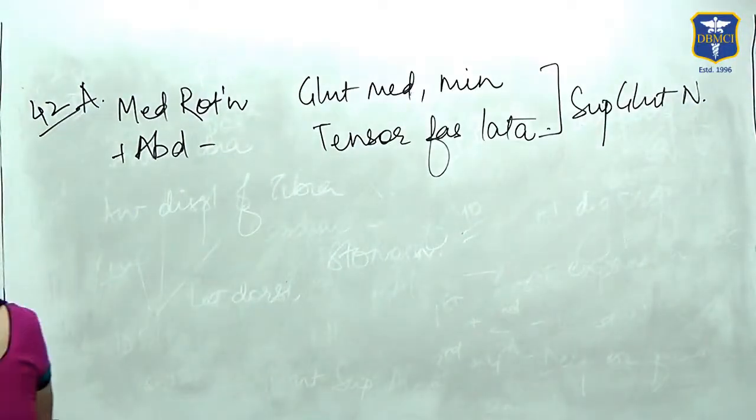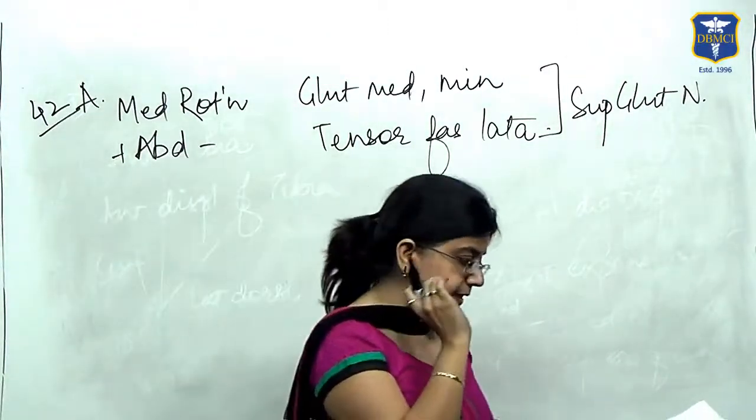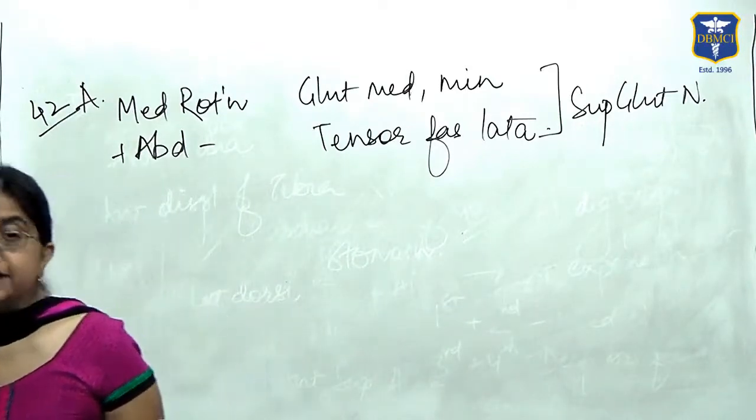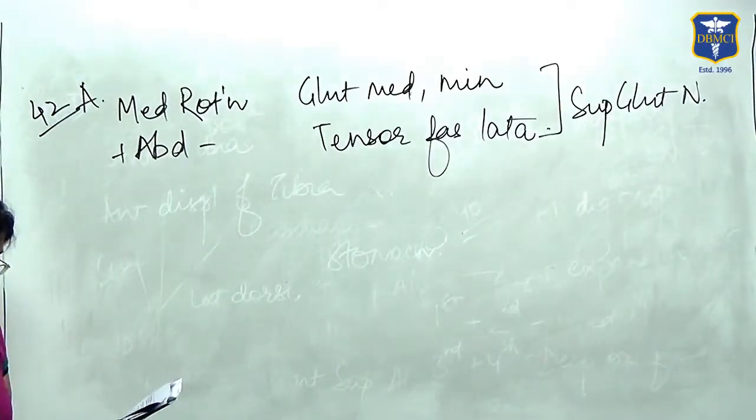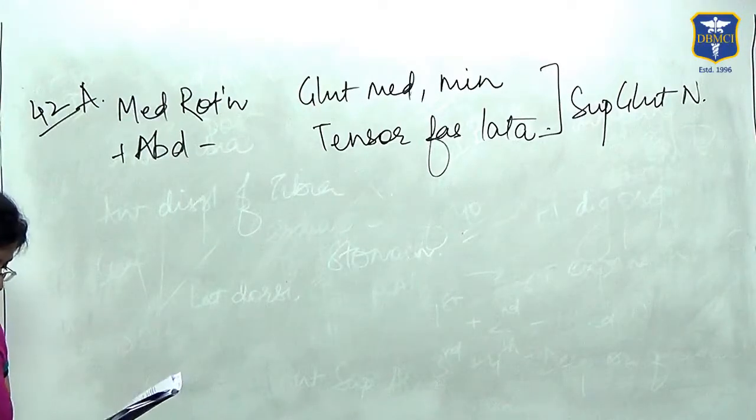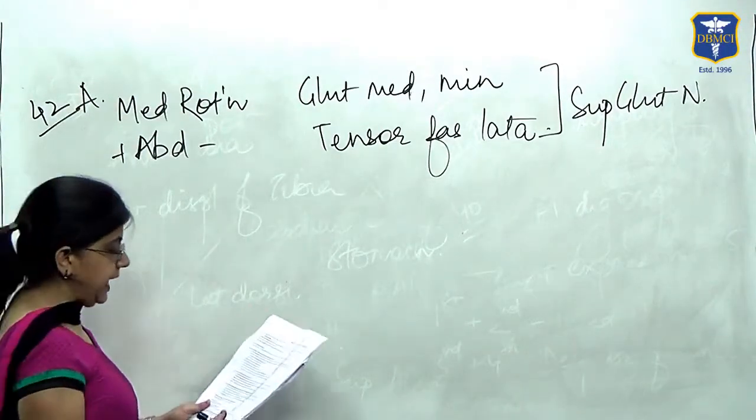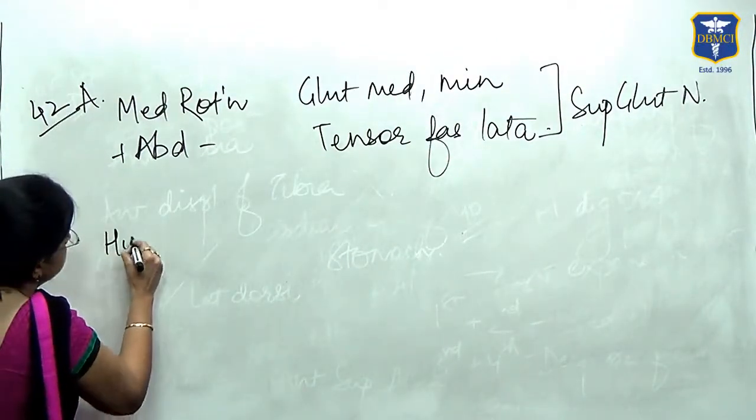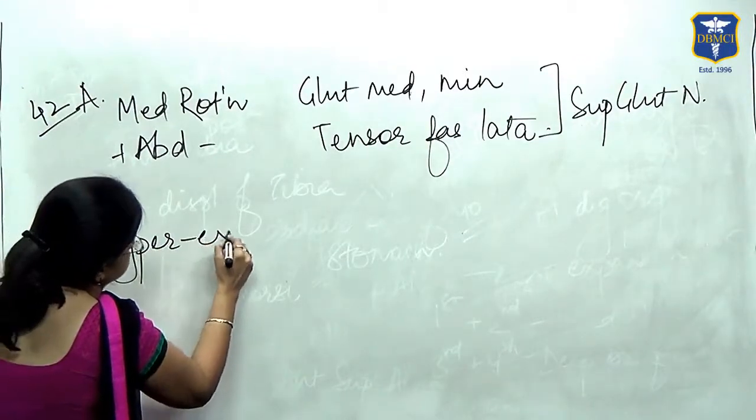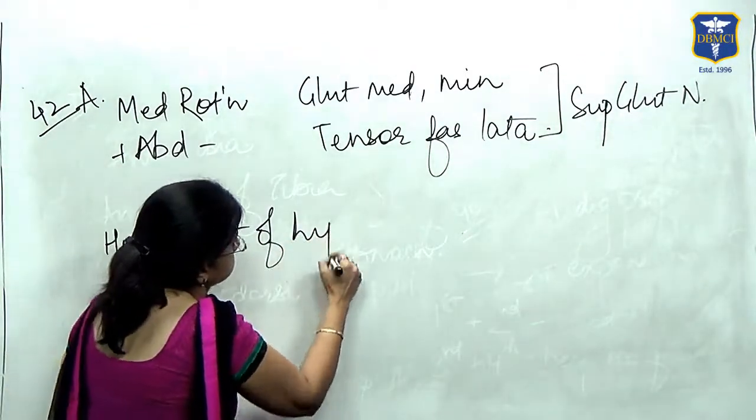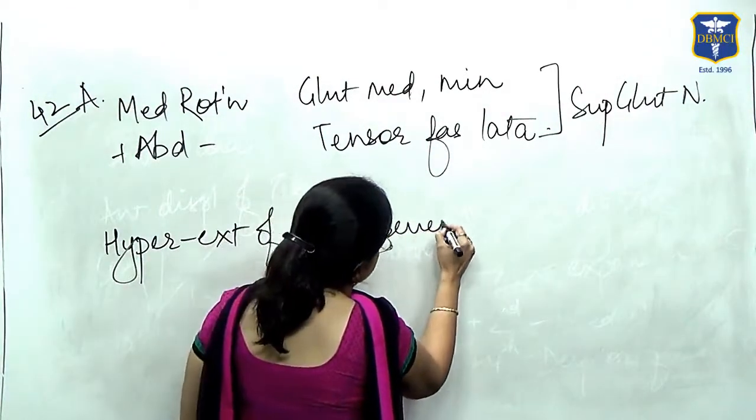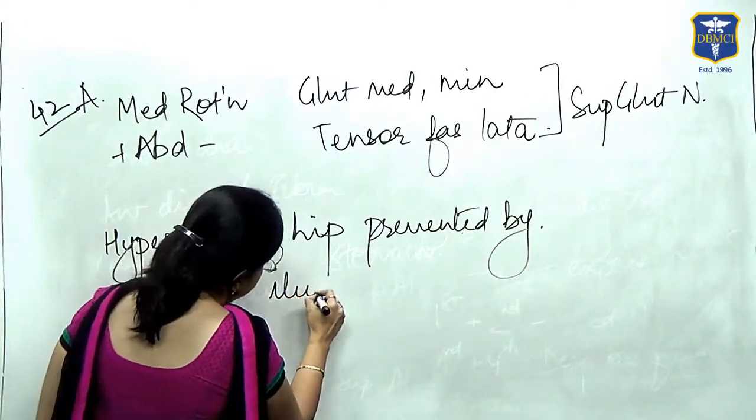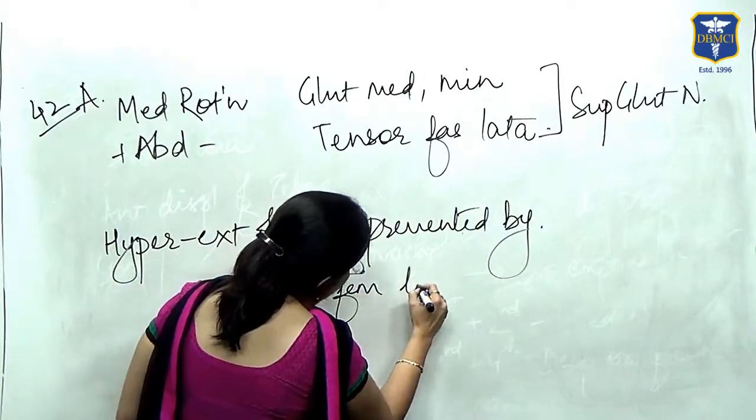The femoral nerve is the nerve of the anterior aspect of the thigh. It will not supply the gluteal region. Hyperextension at the hip joint is prevented by the iliofemoral ligament of Bigelow.